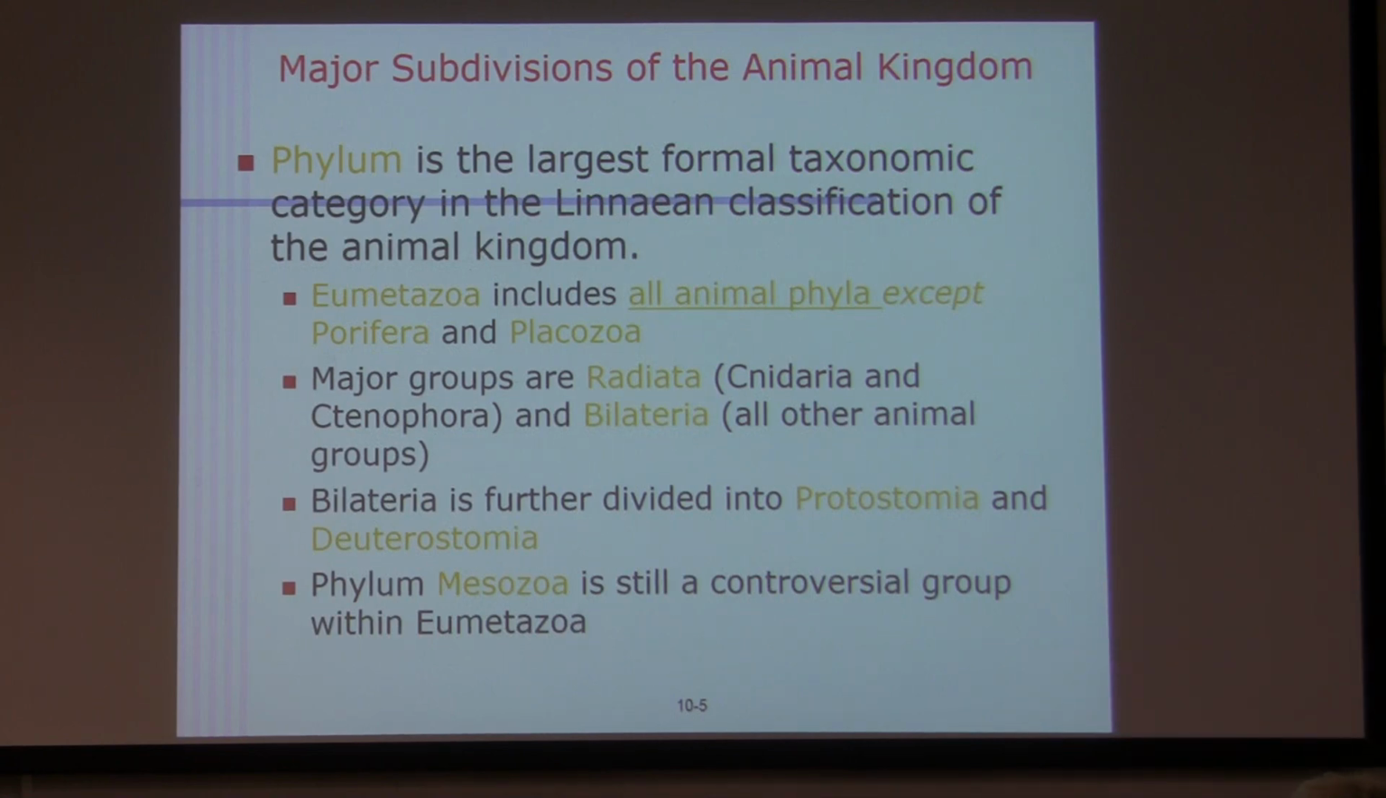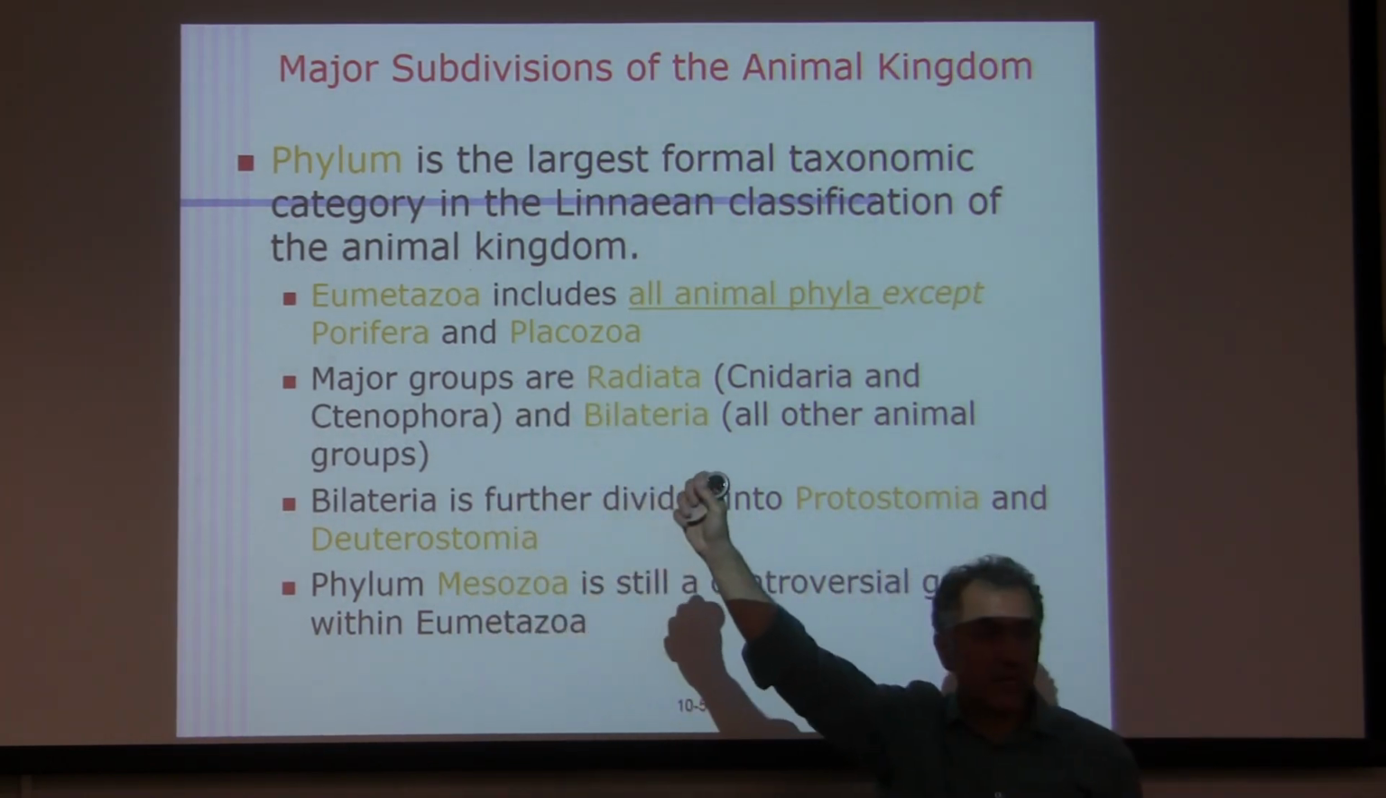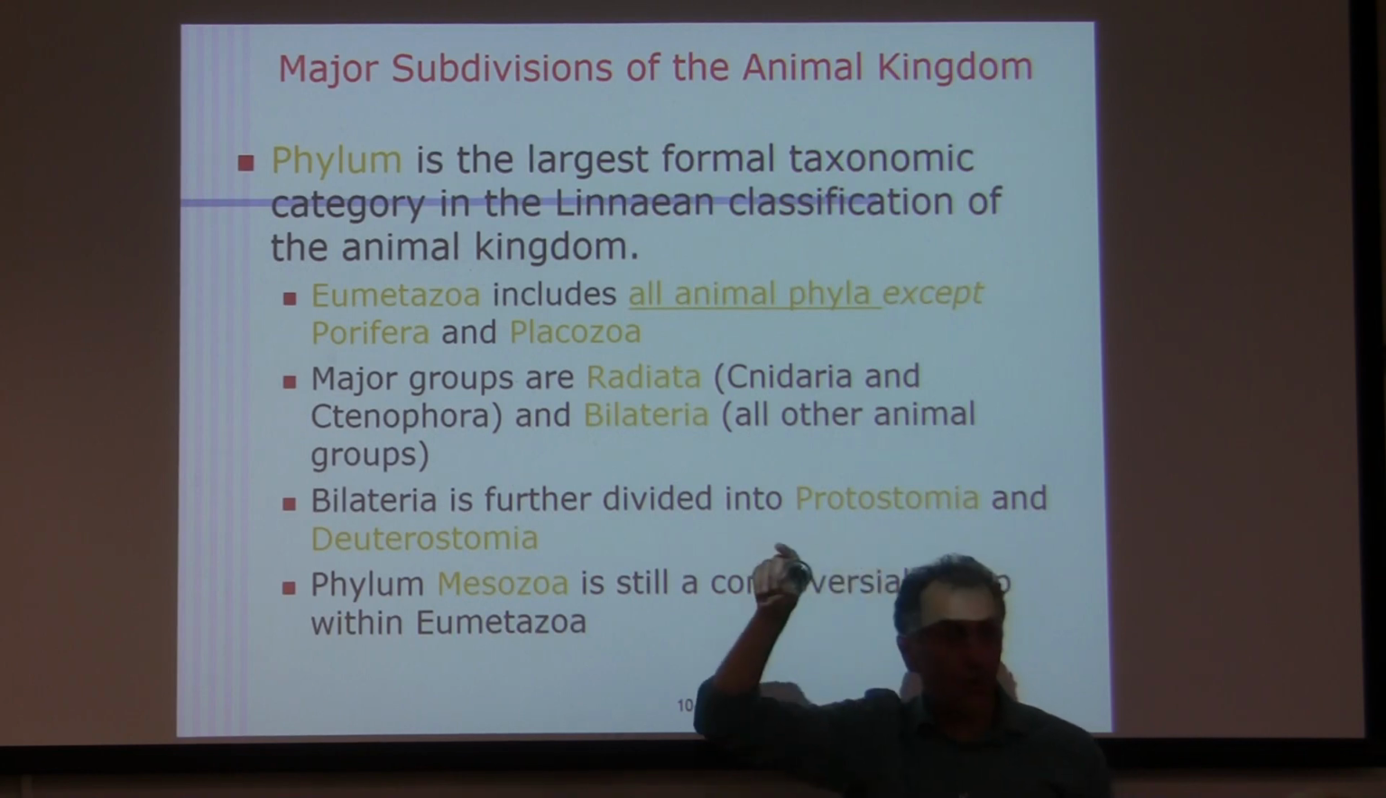Okay. Major subdivisions of the animal kingdom. Phylum is the largest formal taxonomic category in the Linnean classification. Eumetazoa includes all animal phyla except Porifera and Placozoa, and I will go over Porifera and Placozoa today. The rest of the animals in the animal kingdom are Eumetazoa, or metazoans.